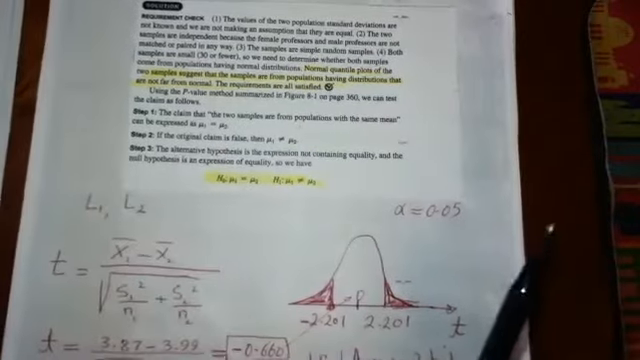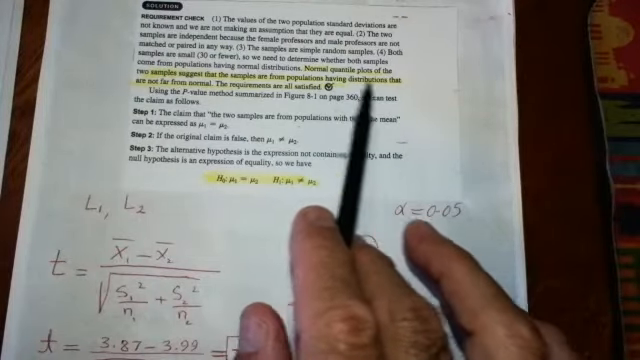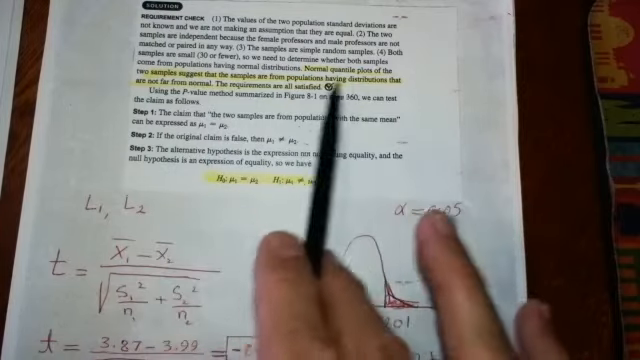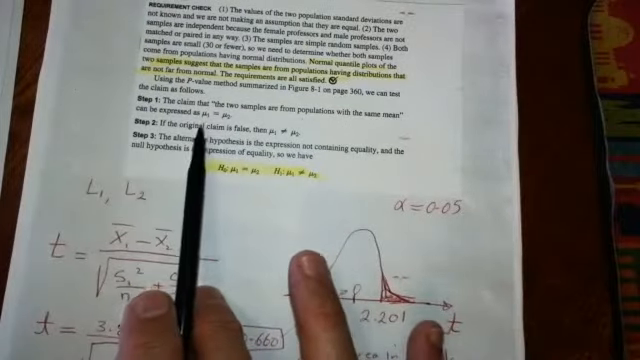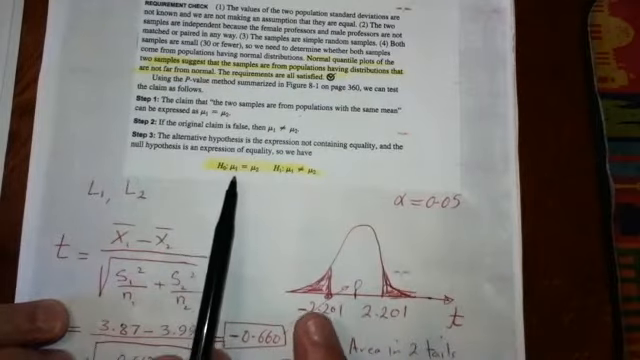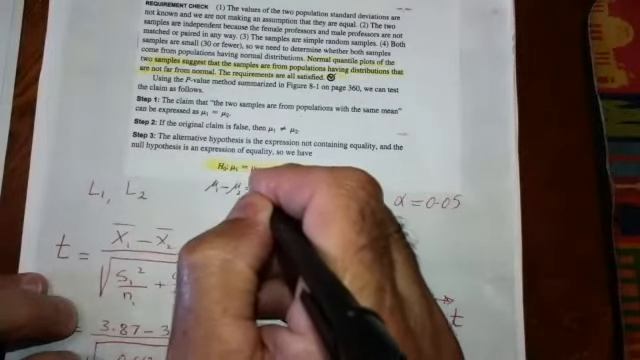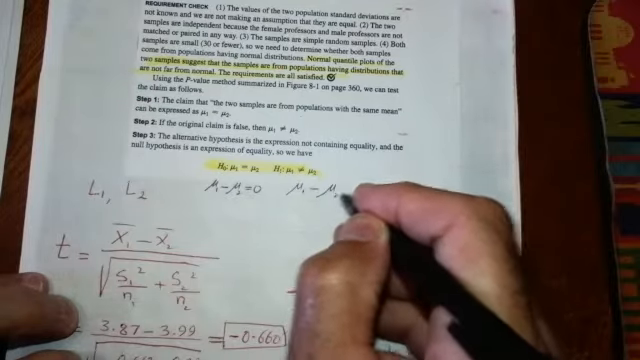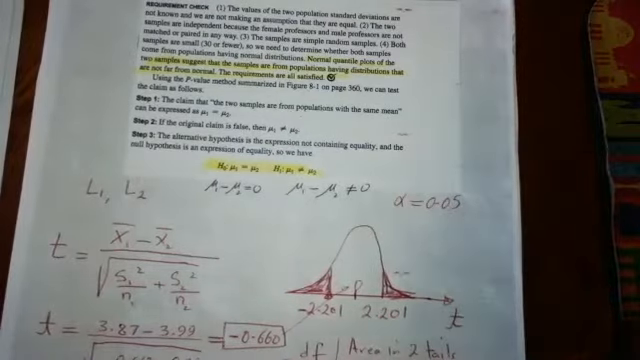Remember, the sample size has to be greater than 30, but if it's not, we have to have the quantile plot to make sure that the samples are from normal populations. So in this case, they are. So we continue with the problem. The claim is that H0 is mean 1 is equal to mean 2, or the difference is 0. H1 is they are not equal. Okay, so that's H1 and H0.